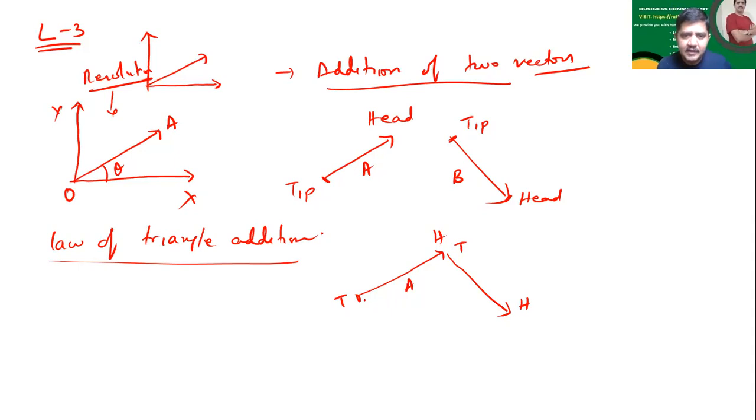Next, what we do is the tip of the first vector is joined to the head of the second vector. Now we add it like this. Now you see, this will be your resultant vector. Okay, just a moment. So we have seen the law of triangle addition, which says that if we have two vectors, vector A and vector B, at different directions, you can add these two vectors by this method. Let me take up one more example.